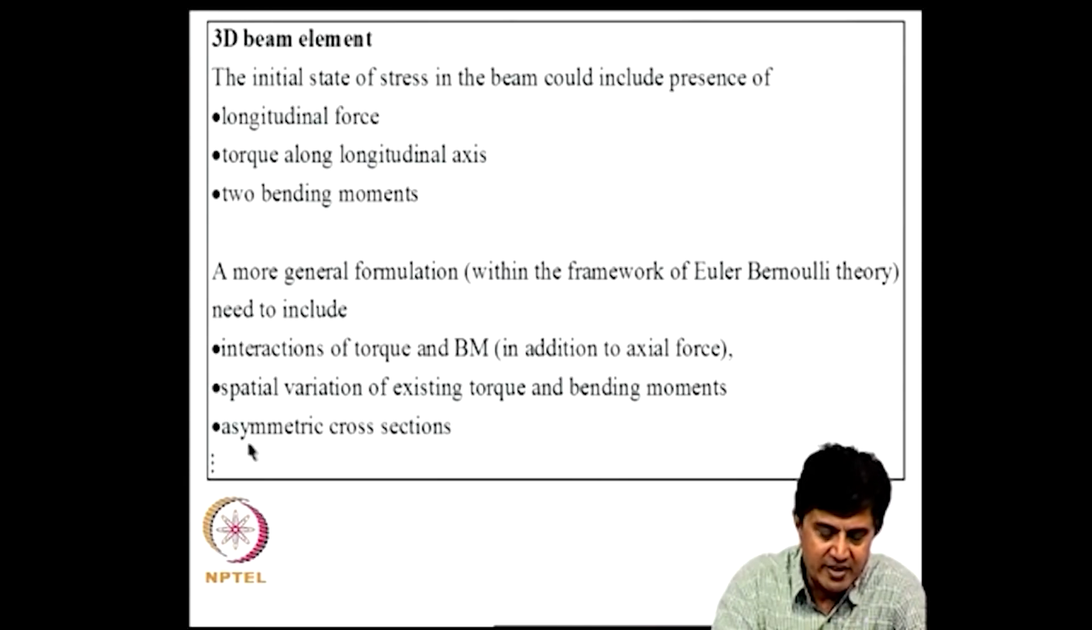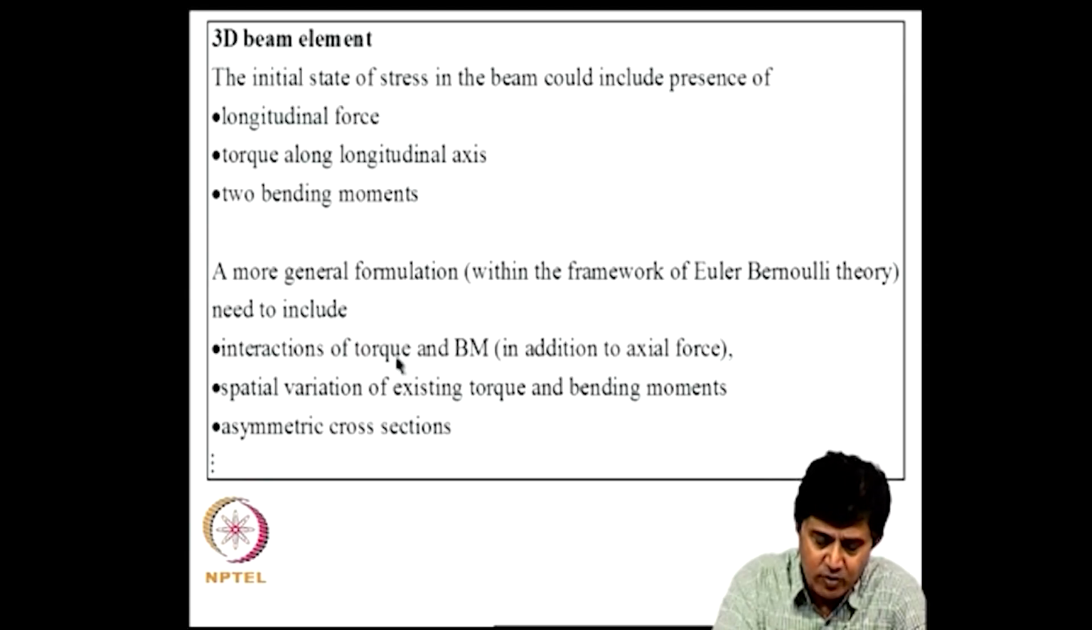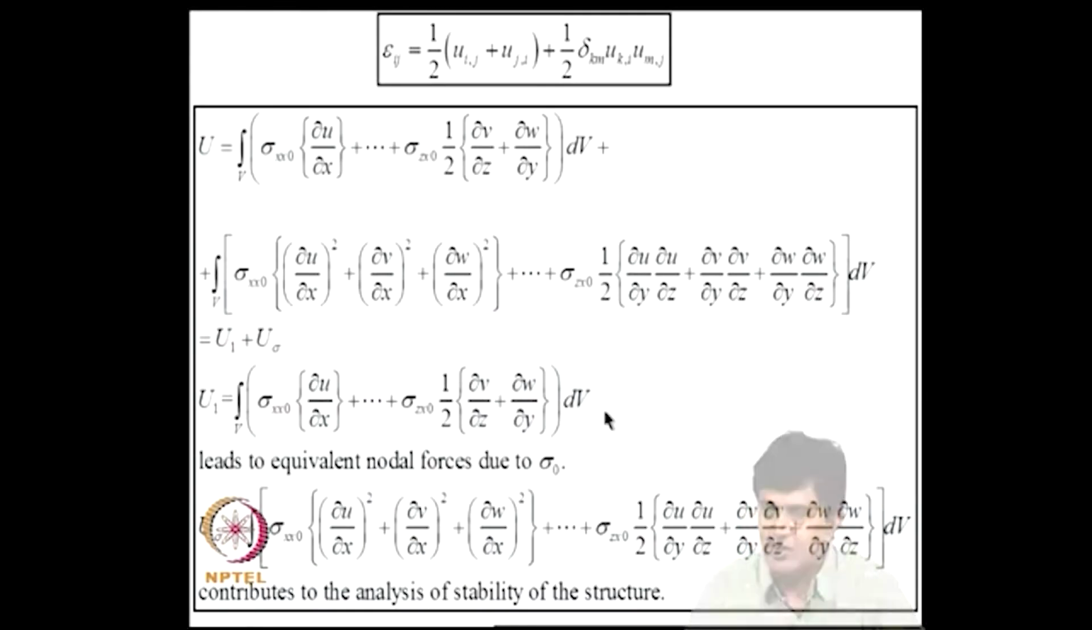So, of course, other complications are asymmetric cross sections, this we are not considering, anisotropy and such things. So, we will restrict to the sections which are bisymmetric and try to include these effects. The fact that such effects should be present, again I want to emphasize, should not come as a surprise, because if you see the structure of the expression for U, in which the work done by the initial stress on the deformation is characterized, there is quite a wide range of coupling terms present here.